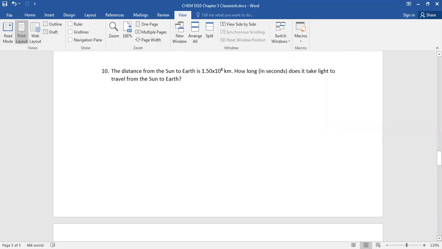So if the distance between the sun and the earth is 1.50 times 10 to the 8th kilometers, how long in seconds does it take light to travel from the sun to the earth? Well, we know that the speed of light, c, is 3 times 10 to the 8th meters per second. And speed is distance divided by time. And c is the speed of light. So what they're asking us to solve for in this problem is time.